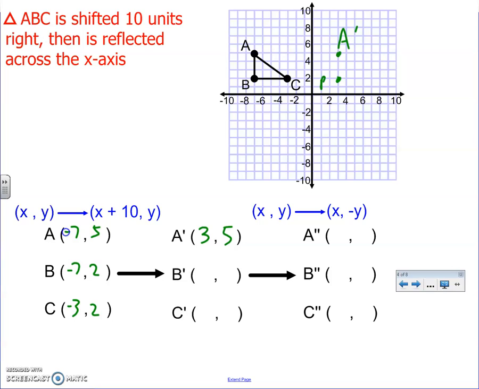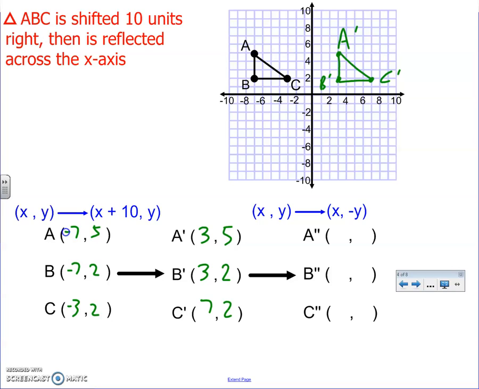There's B prime. Notice that is 3, 2, which was just the x value out of 10. Y stays the same. And C, I go right 10. 1, 2, 3, 4, 5, 6, 7, 8, 9, 10. C prime, that is 7, 2. All right, so we found A prime, B prime, and C prime.